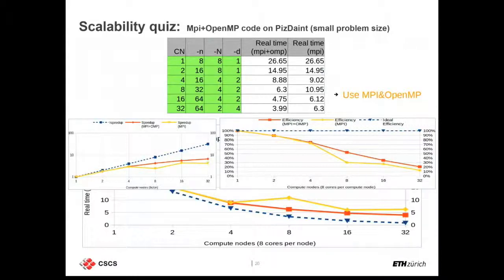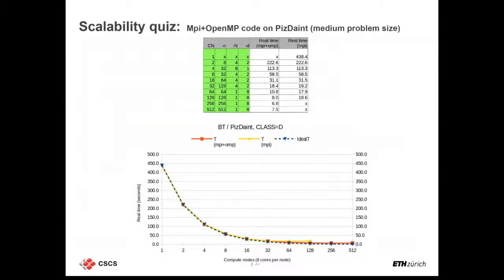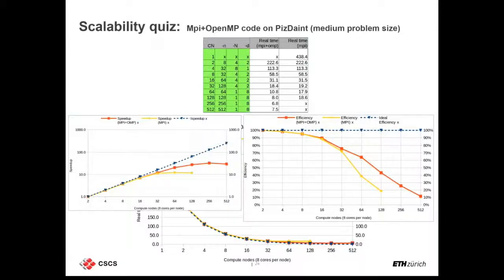So if we move to a configuration with a little bigger problem size, you will see the same kind of result. In that case, the MPI and OpenMP version of the code is faster than the MPI version of the code, and I would say that the MPI only version of the code scales only to, let's say, 64 nodes, and probably the same for the MPI and OpenMP version of the code.